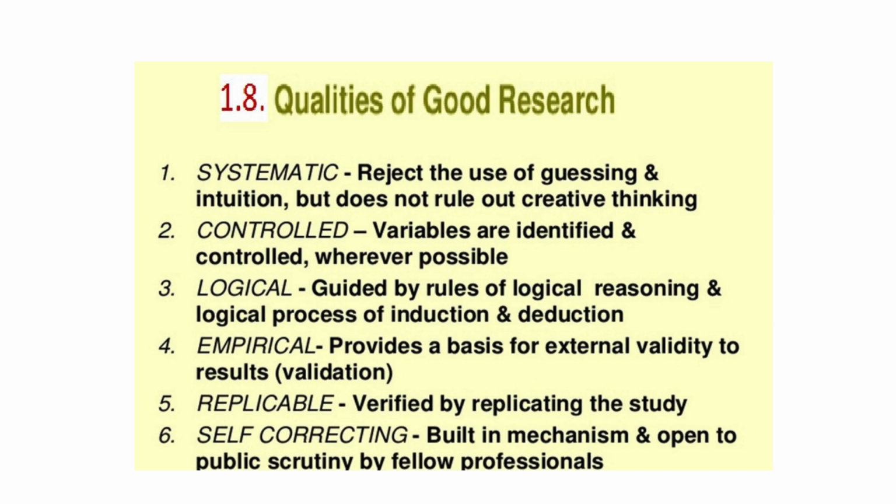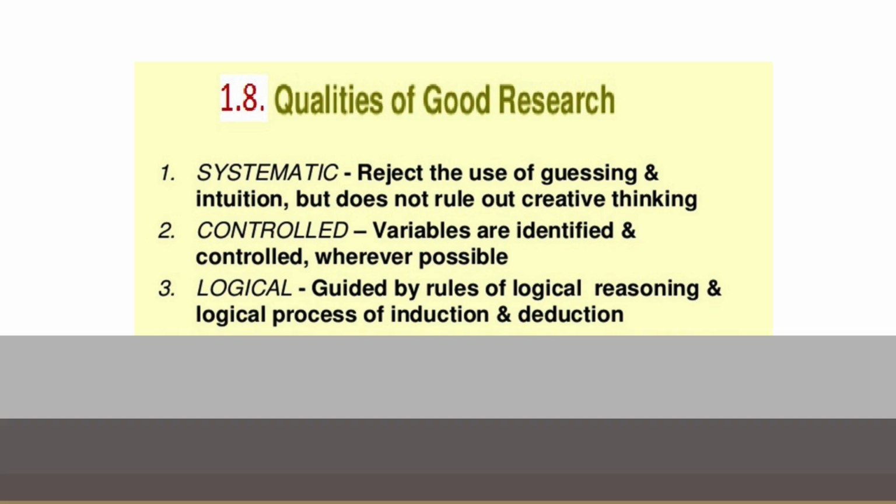Qualities of good research. 1. Systematic: reject the use of guessing and intuition, but does not rule out creative thinking. 2. Controlled: variables are identified and controlled, wherever possible. 3. Logical: guided by rules of logical reasoning and logical process of induction and deduction. 4. Empirical: provides a basis for external validity to results, validation. 5. Replicable: verified by replicating the study. 6. Self-correcting: built-in mechanism and open to public scrutiny by fellow professionals.